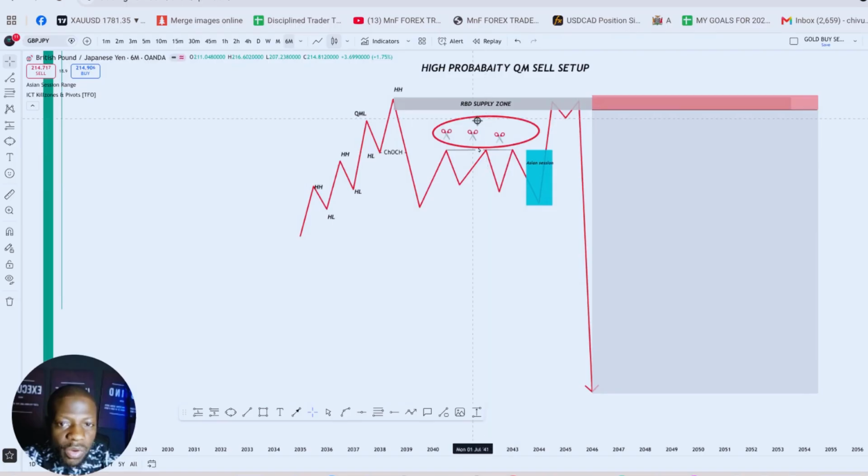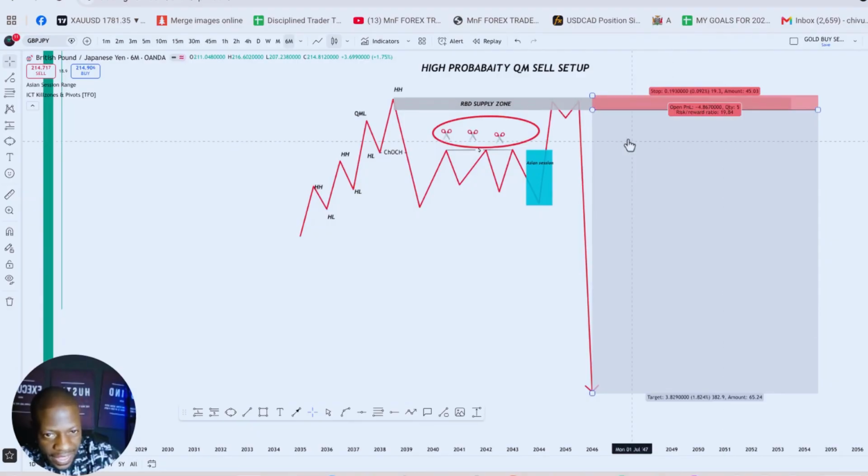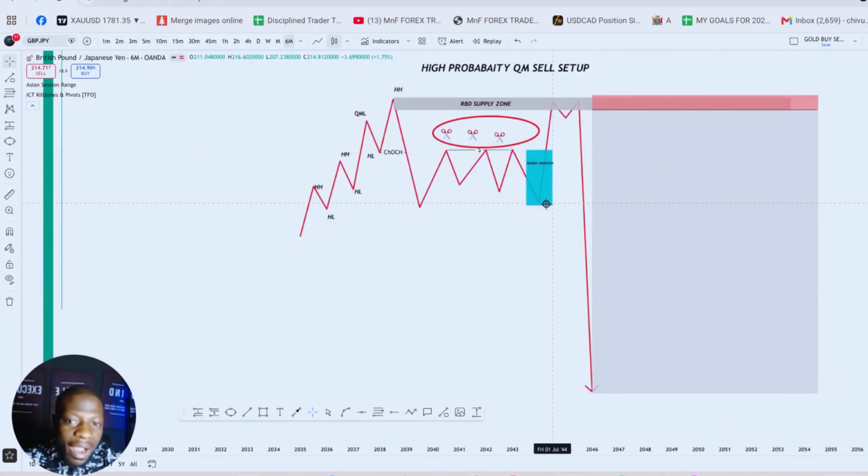So always wait for some sort of liquidity. It can be equal highs, it can be equal lows. Always have that in place. Always, always. Then the other type of liquidity that I always wait for is the Asian session liquidity.